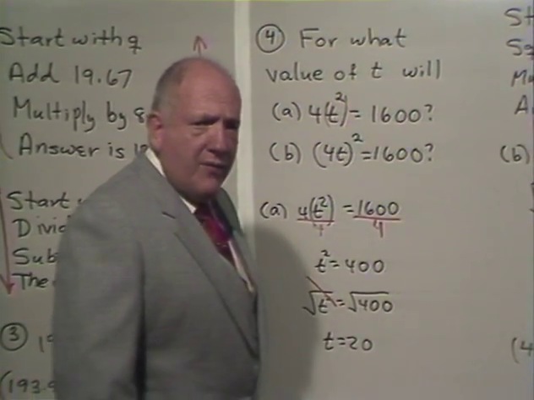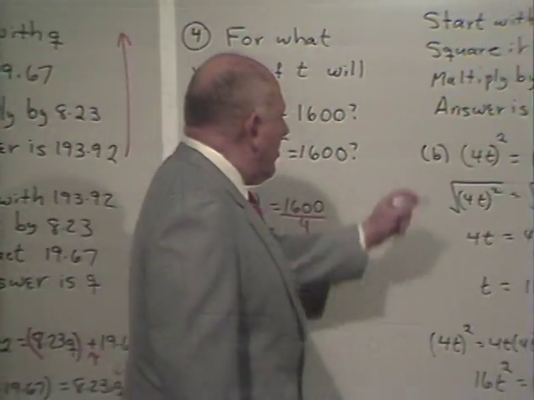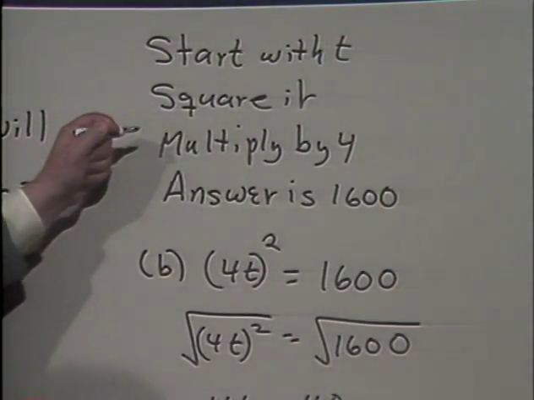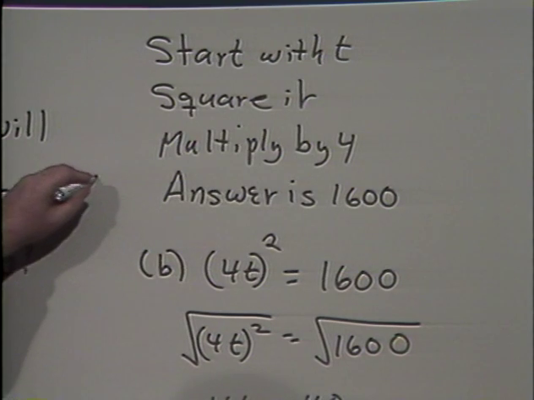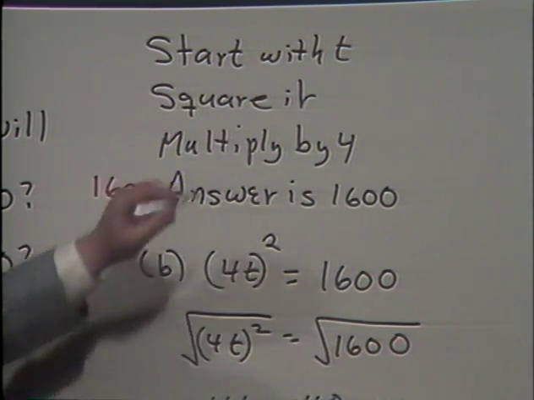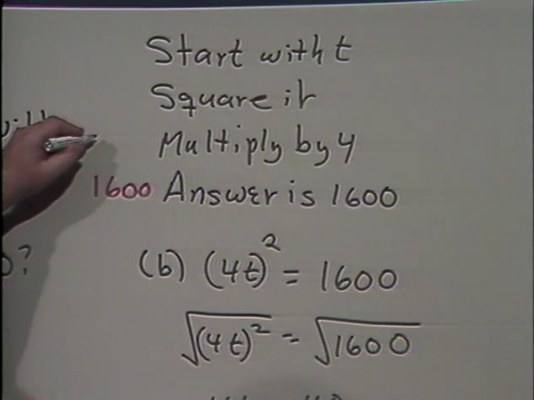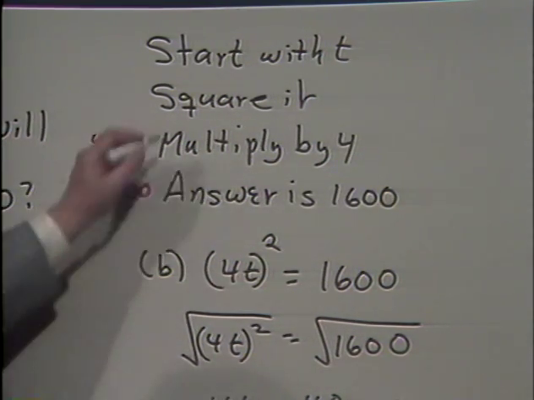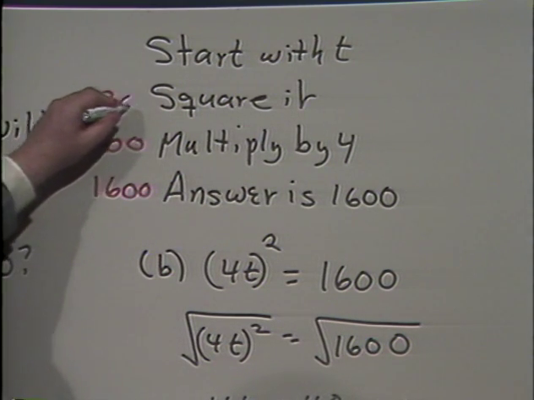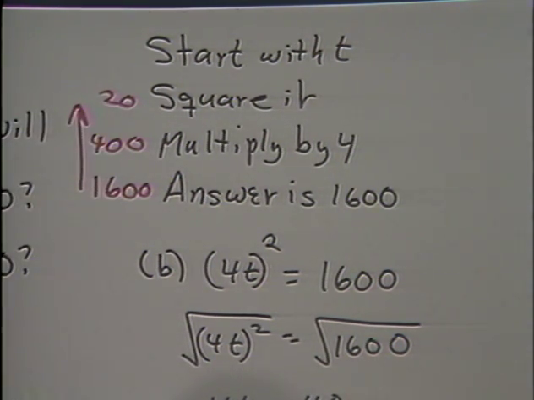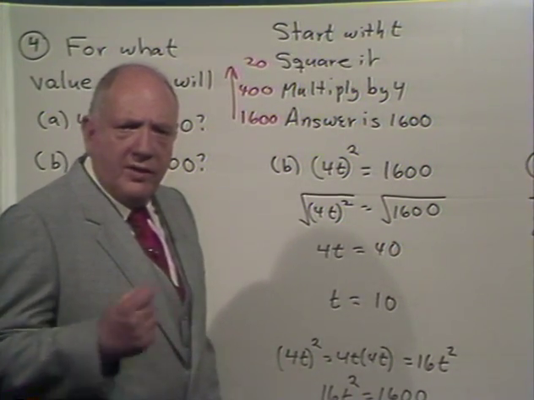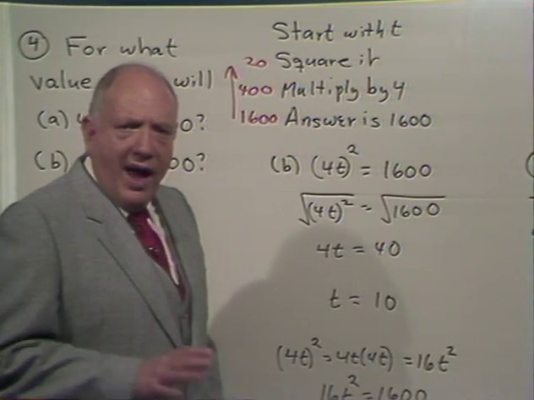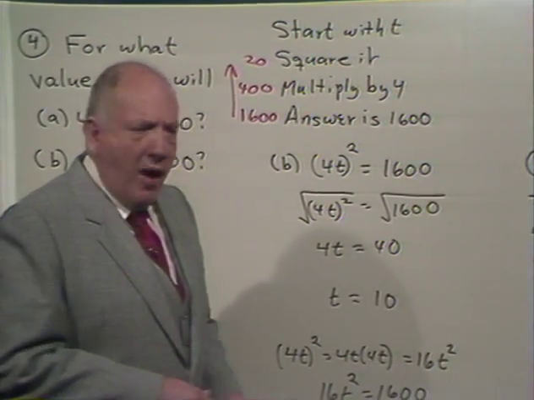And if you want to see this in a verbal situation, what this says is, start with t, square it, multiply by 4, and the answer is 1600. So if we were to reverse our steps, we start with the 1600. Now instead of multiplying by 4, we divide by 4. Now instead of squaring, we take the square root. And you see that that's exactly the same thing we did the algebraic way. I want you to really become, what word do I want to use here? Bilingual in this. To be able to go from the verbal to the algebraic to the verbal, and do it in whichever order makes the problem easier for you.